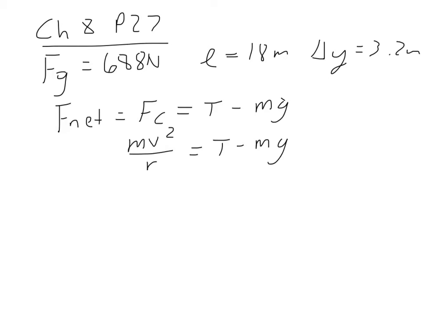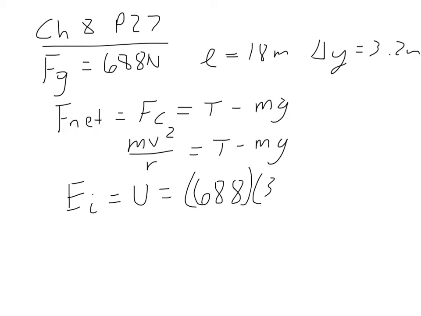We know that his initial energy is all potential energy. So energy initial is equal to potential, that's equal to mg. Keep in mind they gave us the weight of Tarzan, which is 688 newtons. And we're going to multiply that by his height change, which is 3.2 meters. And that's going to be equal to 2201.6 joules.